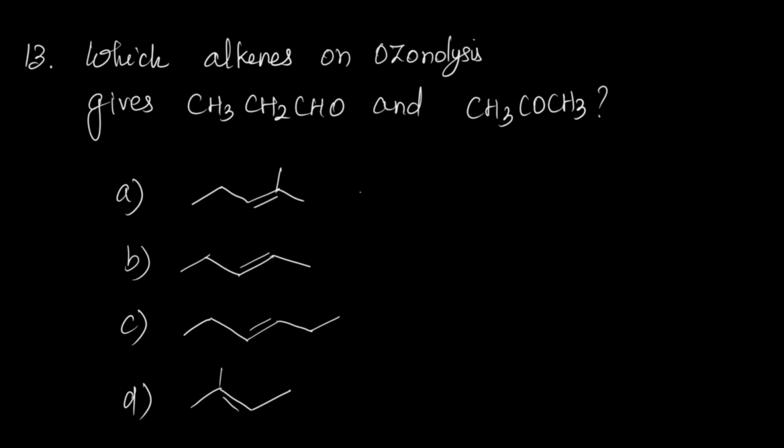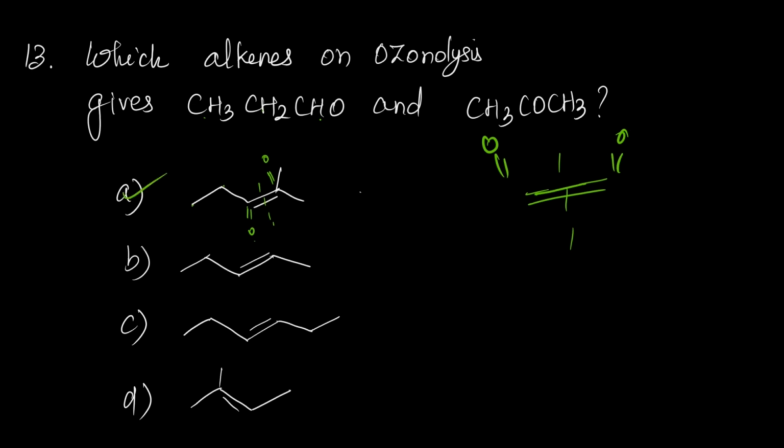Then which alkenes on ozonolysis give CH3CH2CHO and acetone? So ozonolysis, I already told you, if there is a double bond, break the double bond and put double bond O on both the sides. Okay. So let's see how this goes. CH3CH2CHO, and here I'm having CH3. So if I'm breaking this, it will lead to the compound like this: 1, 2, 3 carbon, which is CHO, and acetone. Option A seems to be right.